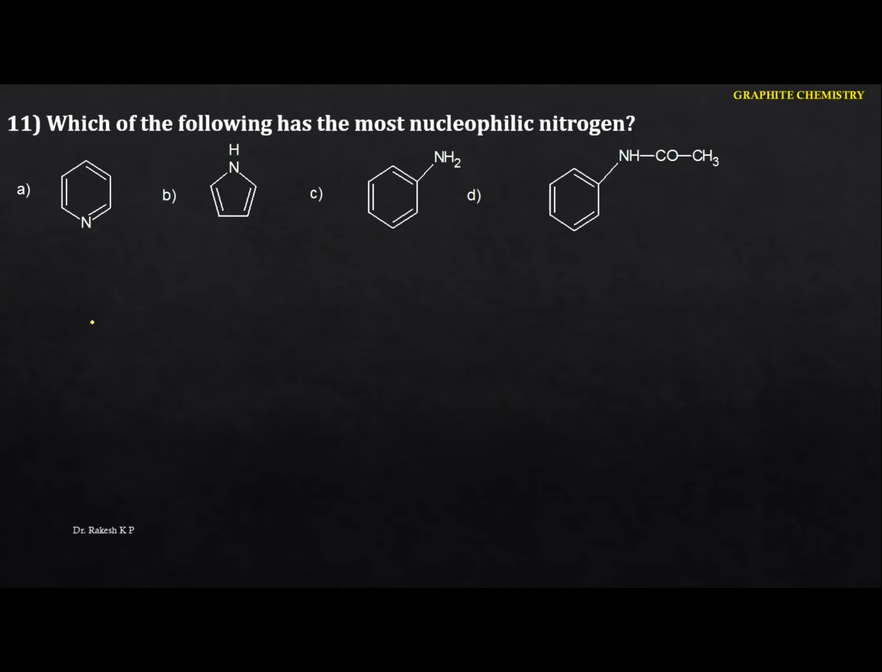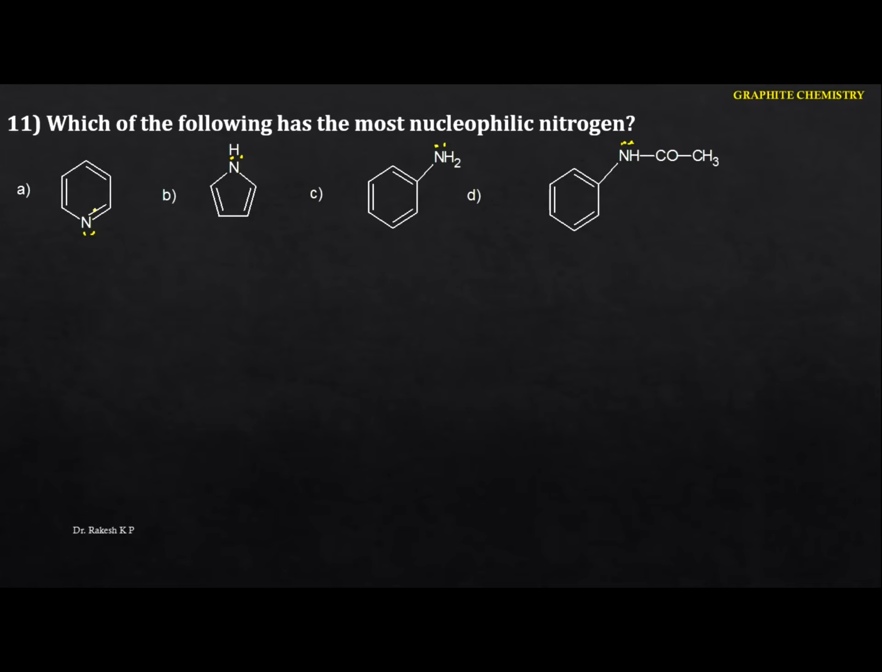Which of the following has the most nucleophilic nitrogen? Nucleophilic nitrogen means what? They have to contain more electron density on the nitrogen, and they have to donate. Just identify this one. Here this nitrogen contains 1 lone pair, and here also it contains 1 lone pair. Here also it is containing 1 lone pair. Just go to this one here, it also contains 1 lone pair. But see this one here.